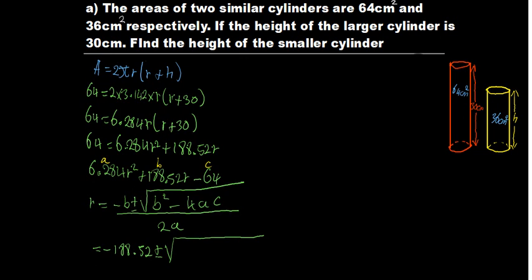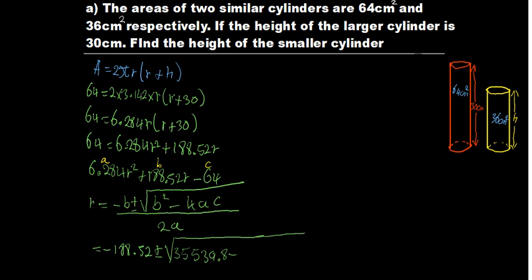Okay, what I'm going to get is 35,539.8, minus 4ac.